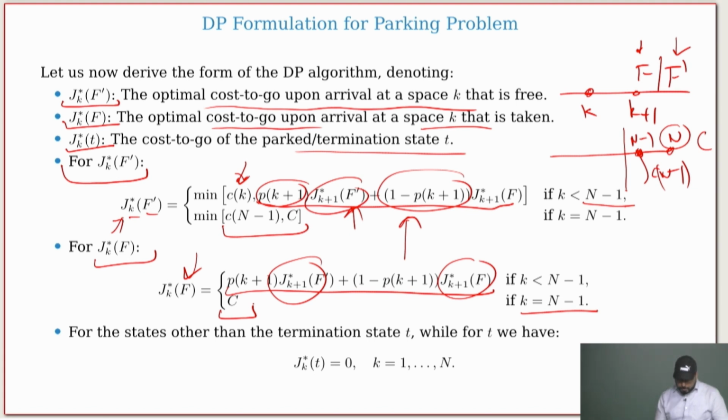And if you decide to park at some k step, then you reach some terminal state, and the way it is defined for the parking itself, there is no cost. So if you do decide to go to the terminal state, then J star kt will be 0. Okay. So this is the DP for the parking problem, and we can simplify this.